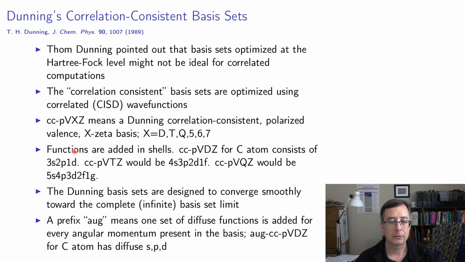All right, so the philosophy of this set of basis sets is that to converge smoothly to the infinite basis set limit, we're going to add functions in shells. Let me explain what I mean by that. So for carbon atom, a correlation consistent polarized valence double zeta basis set is going to be this, in the style of the previous slide: 3s, 2p, 1d. So again, that means 3 s functions, 2 sets of p's, and 1 set of d's. And you see there's a pattern here. There's 3 of these, 2 of those, and 1 of those. That's kind of what I mean by the shell structure of this.